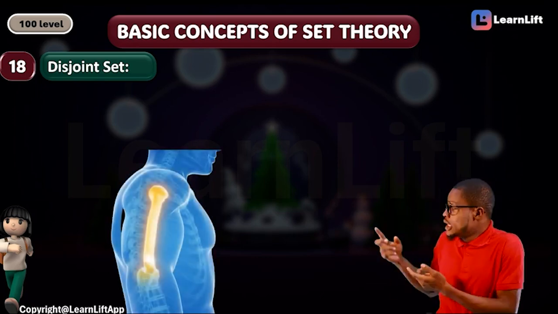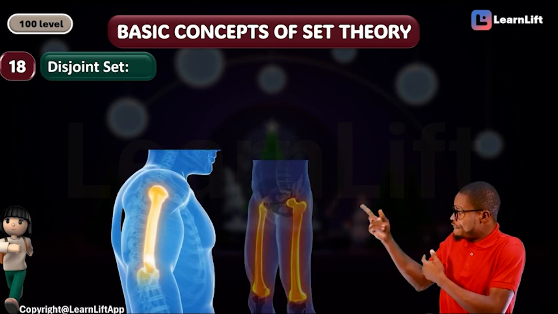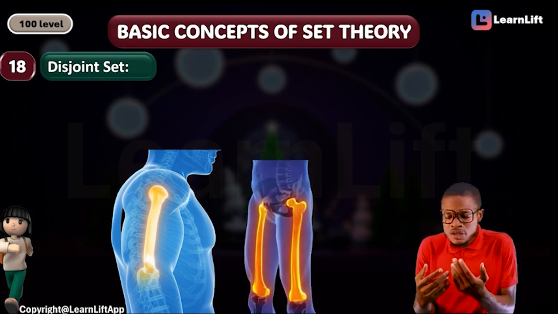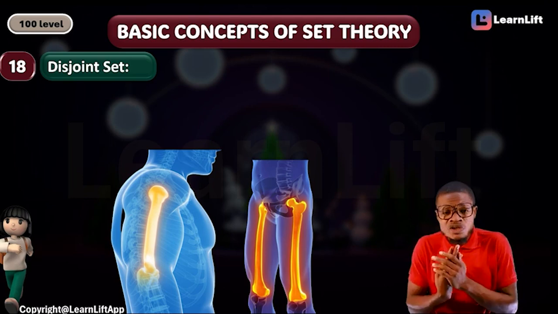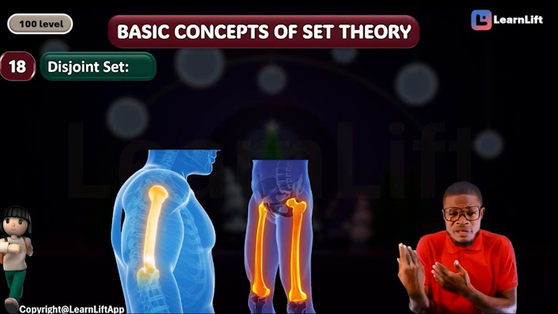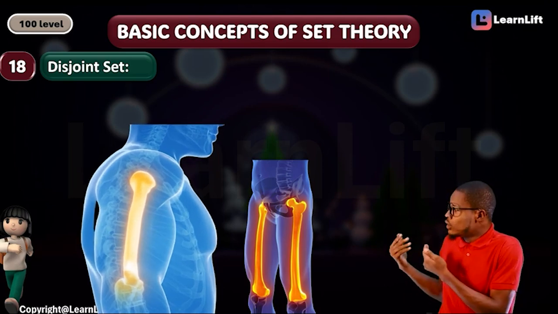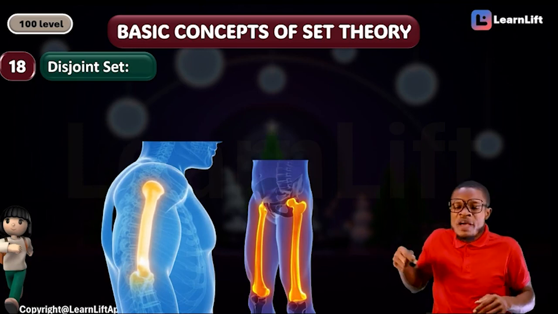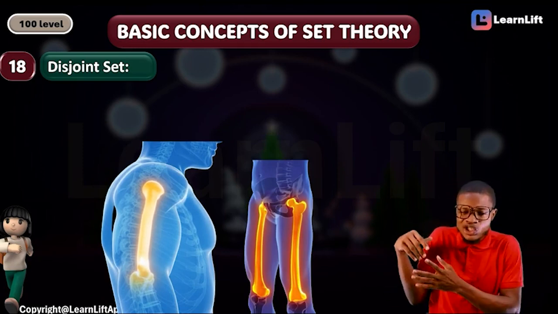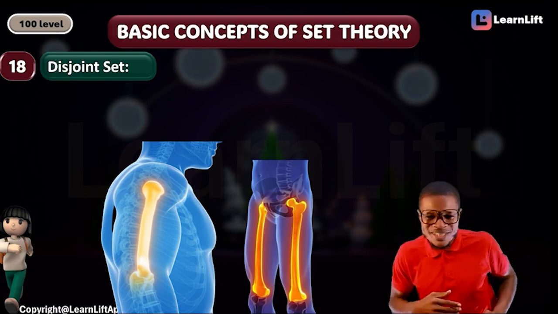Okay, let me give it to you. This humerus that you can see here and the femur that you can see. The question is this: humerus and femur, are they jointed in the body or are they disjoint? Of course, they are disjoint because there's nothing connecting the two of them together. Humerus is on its own, femur is on its own. Where you have the humerus is in the upper limb, where you have the femur is in the lower limb. Are they jointed or disjoint? They are disjoint. Nothing is joining them together.